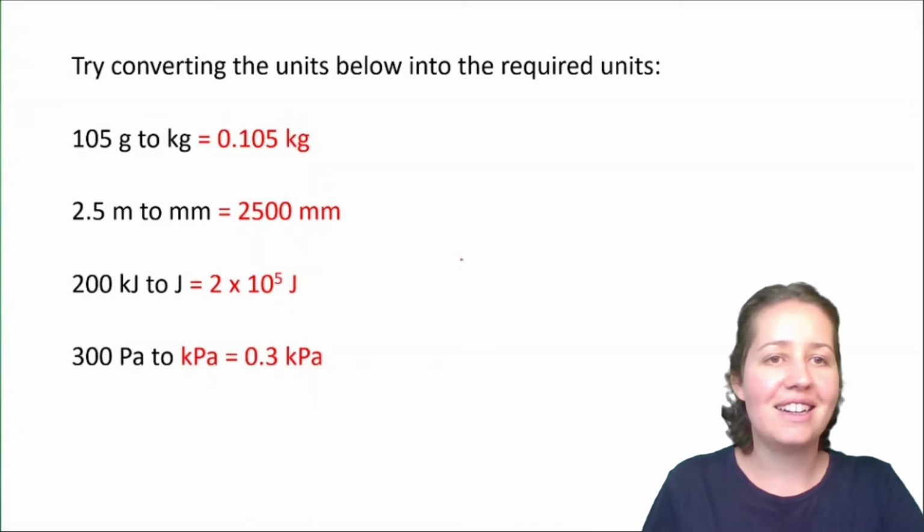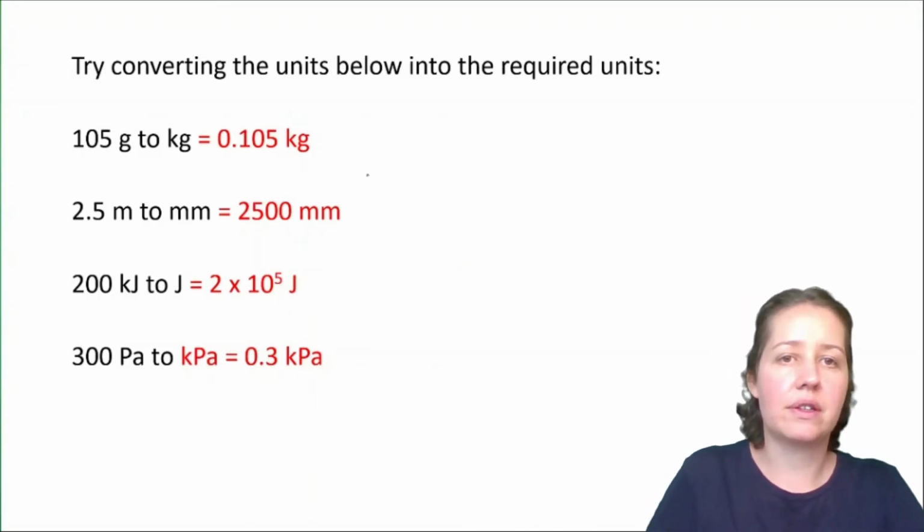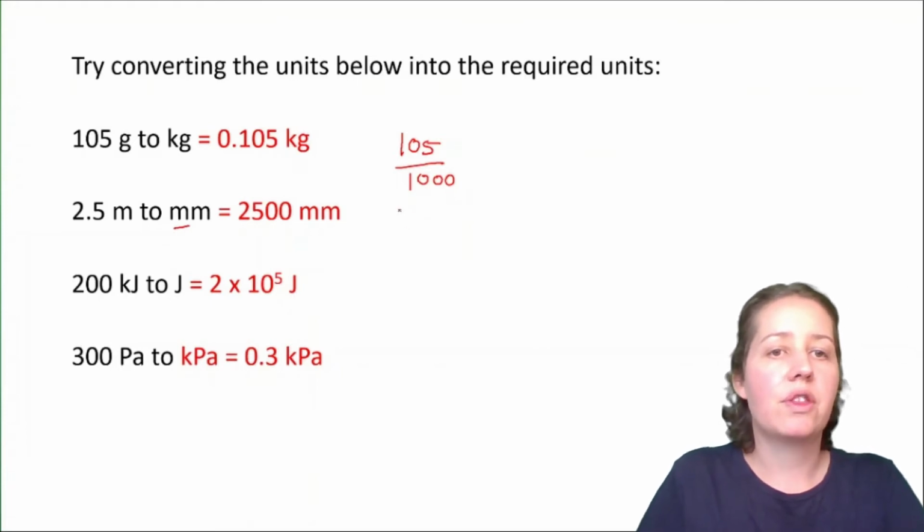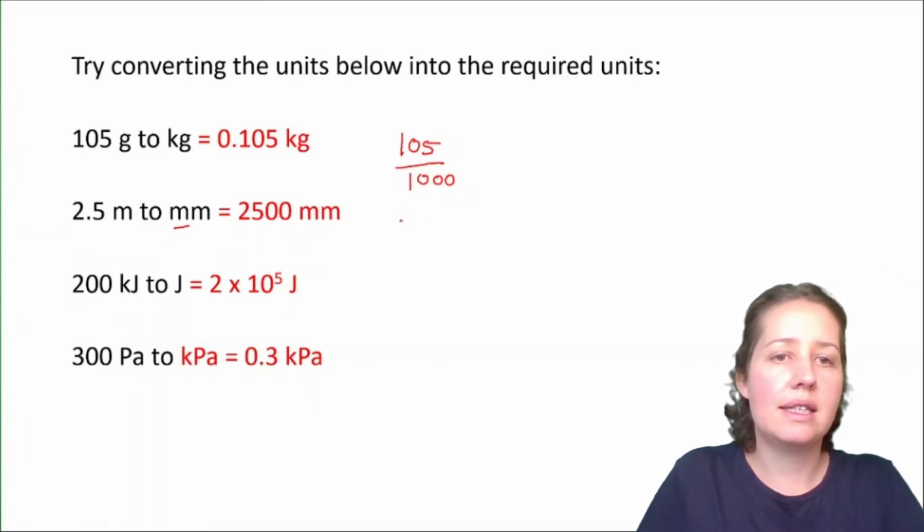So these are your answers. Let's take a minute to work through how you should have got those, thinking about whether we're getting smaller or larger. So 105 grams to kilograms, that is a larger unit, so we should be getting smaller. So we divide by 1,000, giving you that answer. Meters to millimeters. Milli, again, is a power of 3, okay? But this time we are going to a smaller unit, so our number should be getting bigger. So we do 2.5 times 1,000.